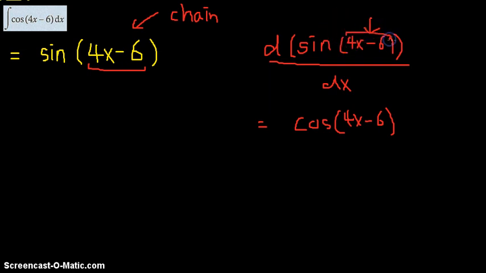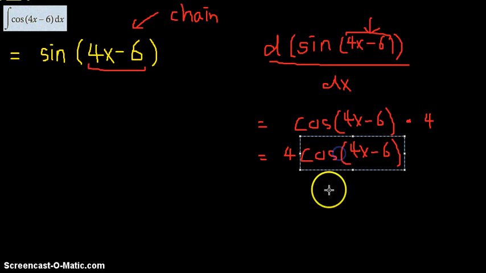This part is a linear function, so if I differentiate 4x minus 6, I hope your differentiation skill is good, I just get 4. So this is multiplied by 4, which gives me 4 times that.